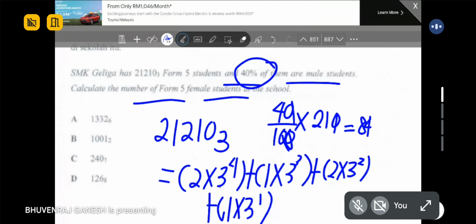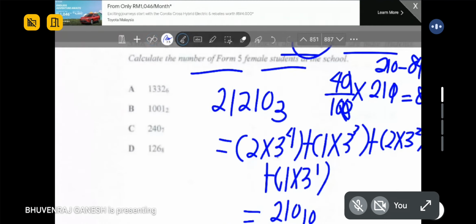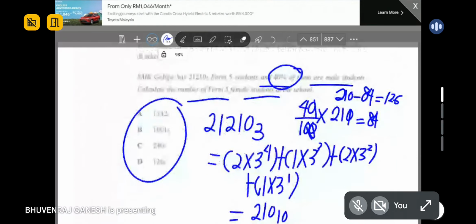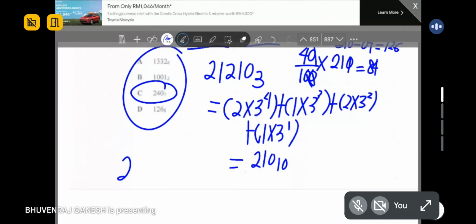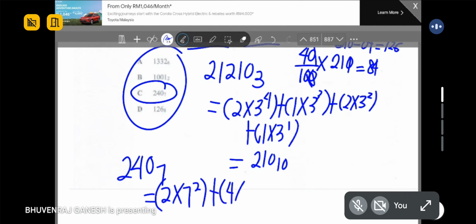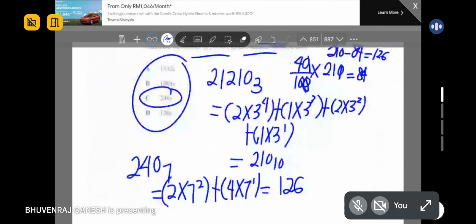Okay, so perempuan how much? 210 minus 84 lah. Okay, so 210 minus 84 berapa? 126. So 126, kamu convert lah semua nilai ni. Okay, you need to check and see yang mana adalah 126. So your answer actually is C lah, guys. Kamu boleh cuba. Okay, 240 base 7 convert to base 10. Kamu tukar kepada asas 10 lah. 2 times 7 square plus 4 times 7, 1. So your answer is actually 126. Okay, clear guys? So that's why jawapan dia C.